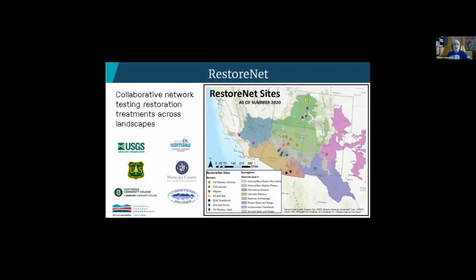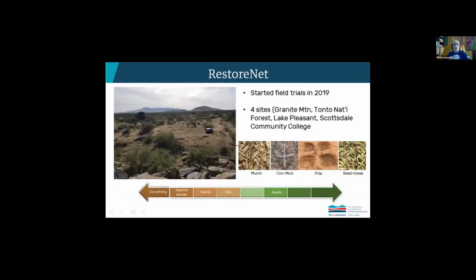We're teaming with the U.S. Geological Survey on the RestoreNet project. As you can see from the map, they're testing restoration treatments in all North American deserts across a broad range of landscape, soil, climate conditions, and disturbances. The blue circle shows the location of our research sites. We started field tests in 2019.